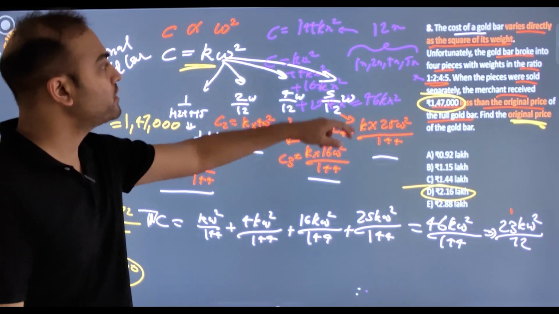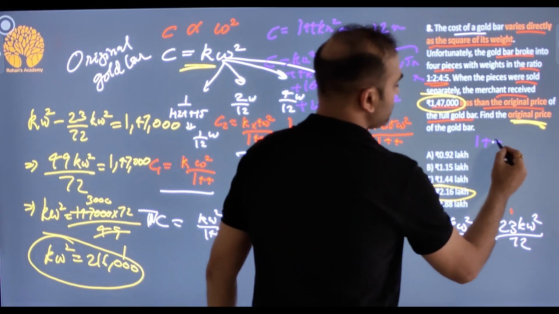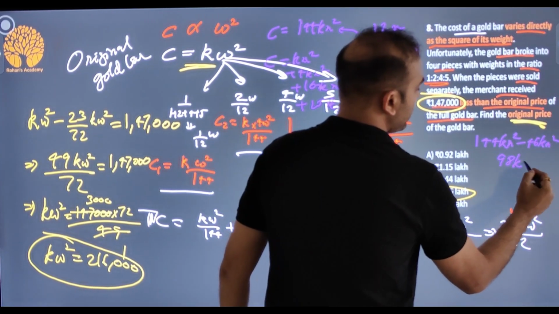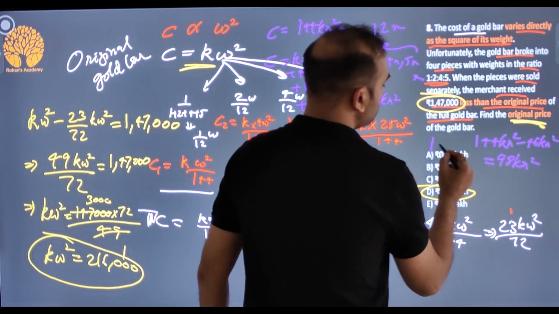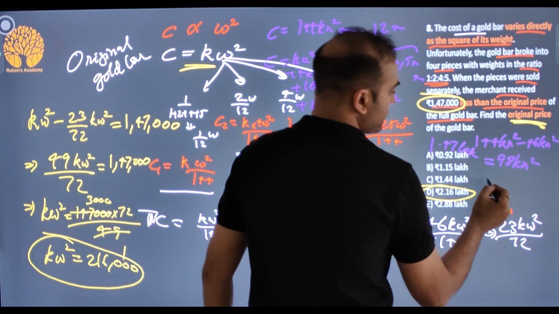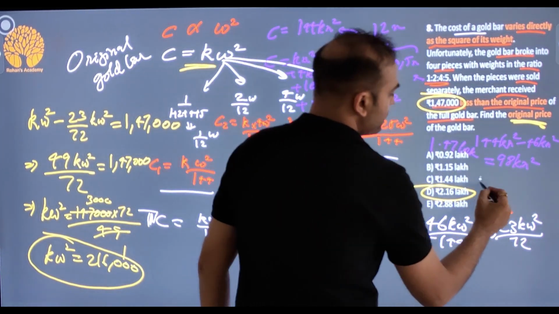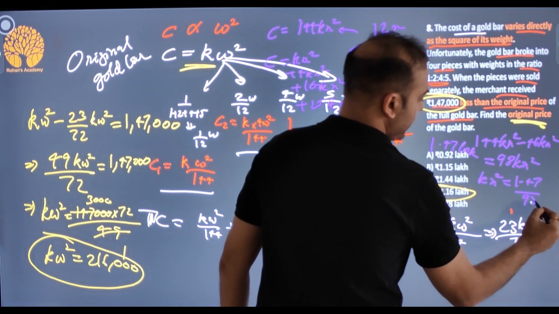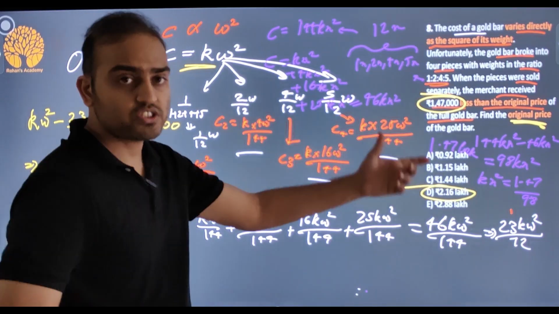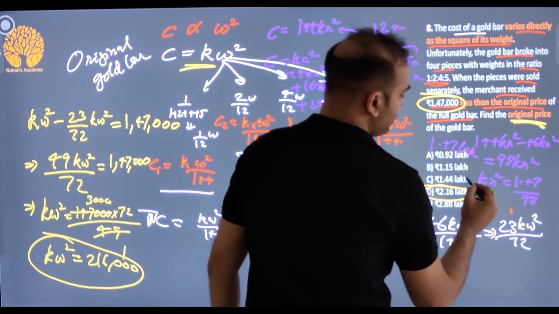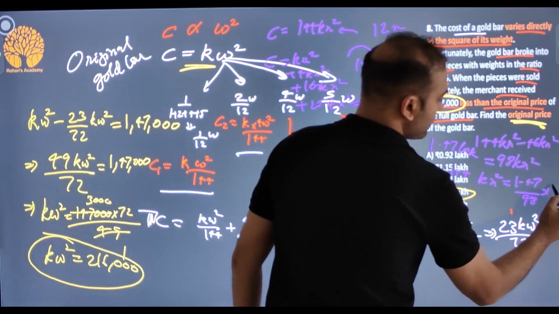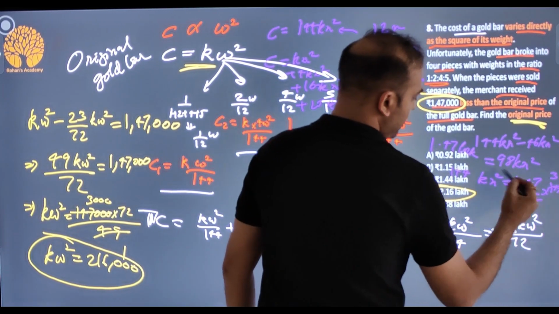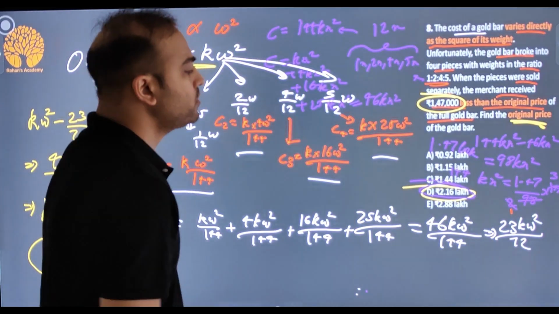So what is the loss? 144kx square minus 46kx square, which is 98kx square. This is equal to 1.47 lakhs. Cross multiply and solve. You will get kx square is 1.47 by 98, but I want the original price. Original price I will have to multiply by 144. 49 2s are 98, 49 3s are 147, and you simplify.